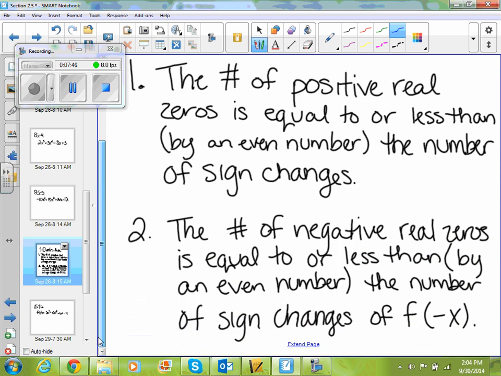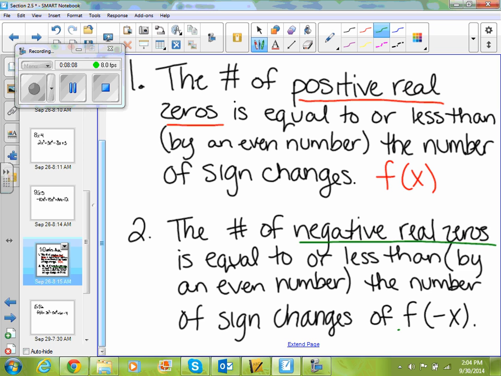The number of negative real zeros is equal to, or less than by an even number, the number of sign changes of f of negative x. Okay, so when we're looking for our positive real zeros, we're using f of x. When we're looking for our negative real zeros, we're using f of negative x.